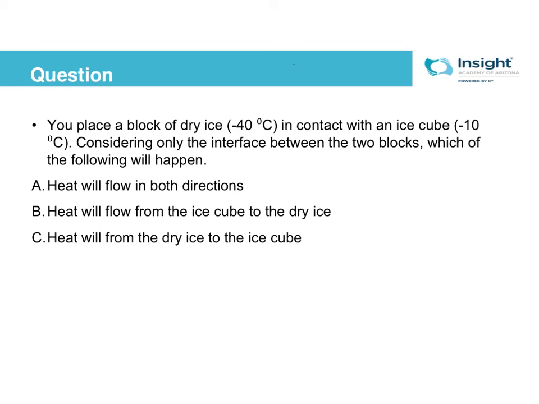How is our change in temperature? What direction is that going to head in? So we've got the dry ice, which is at negative 40. The ice cube is at negative 10. So which one is hotter, has more thermal energy in the first place? Paying attention to your negative numbers, you should pick up on the fact that the ice cube is actually the one that has more thermal energy. So that means that energy is going to flow from the ice cube into the dry ice. So heat goes from the ice cube into the dry ice.